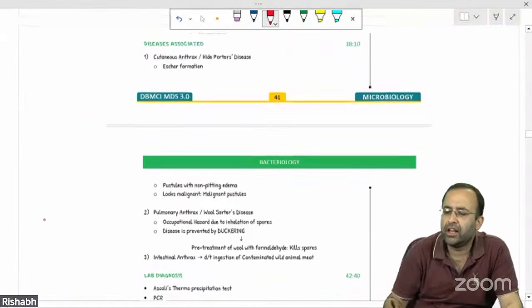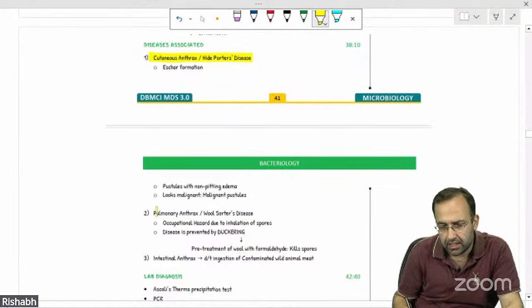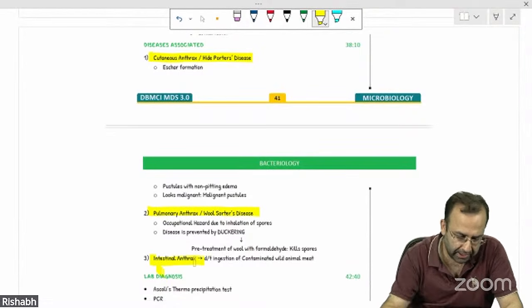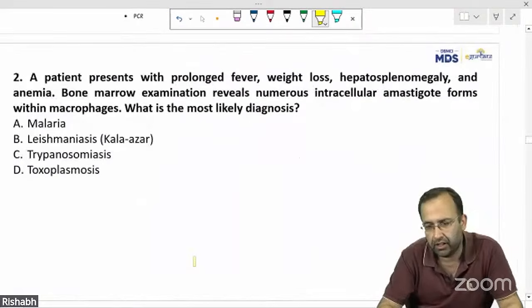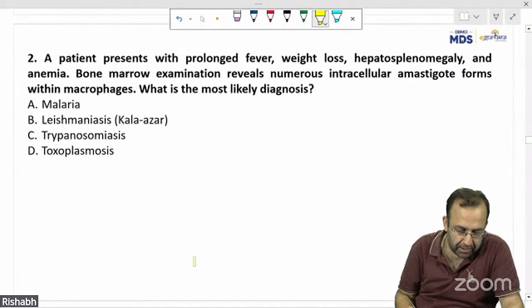Next point, with anthrax there were three types: cutaneous anthrax, pulmonary anthrax or wool-sorters disease, and lastly the intestinal type. Agreed, agreed. Next, tell me this question.